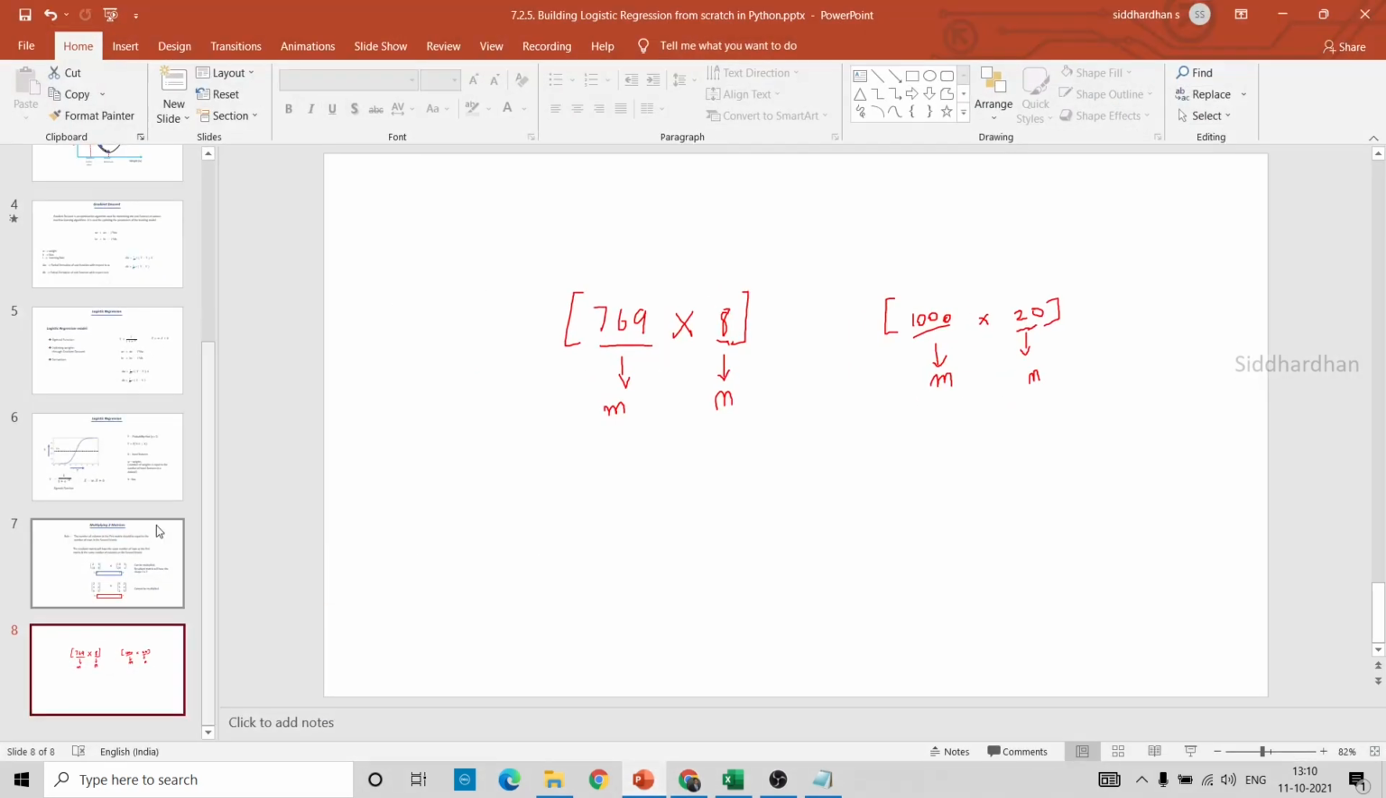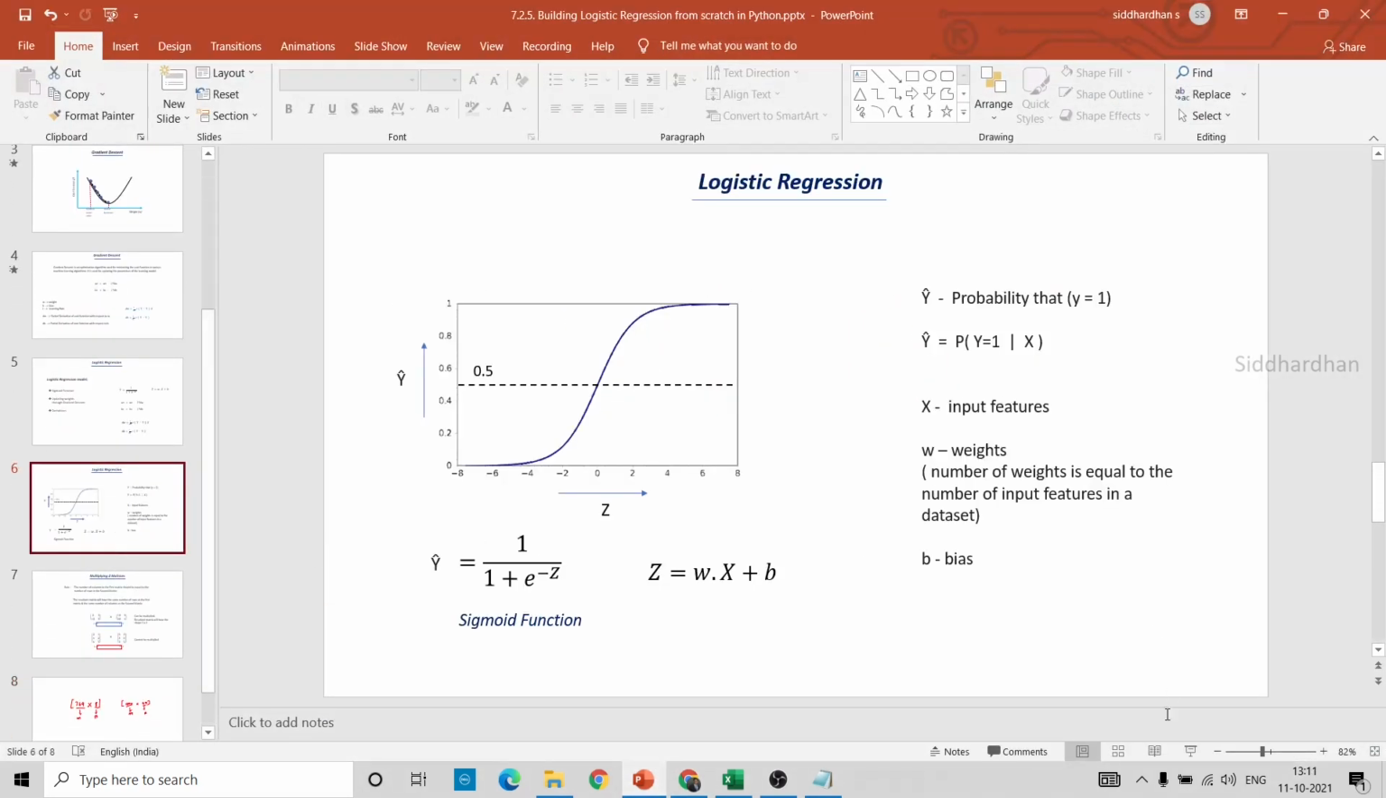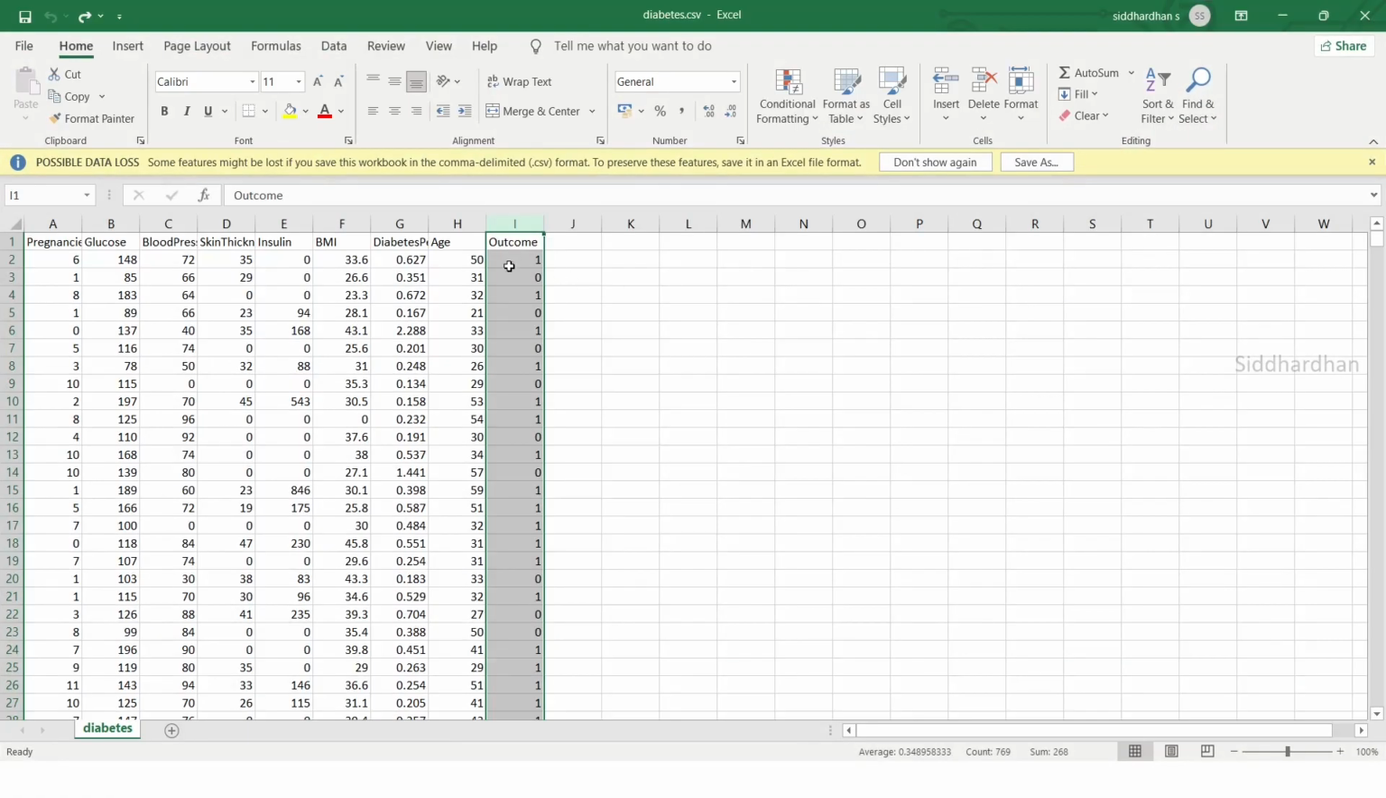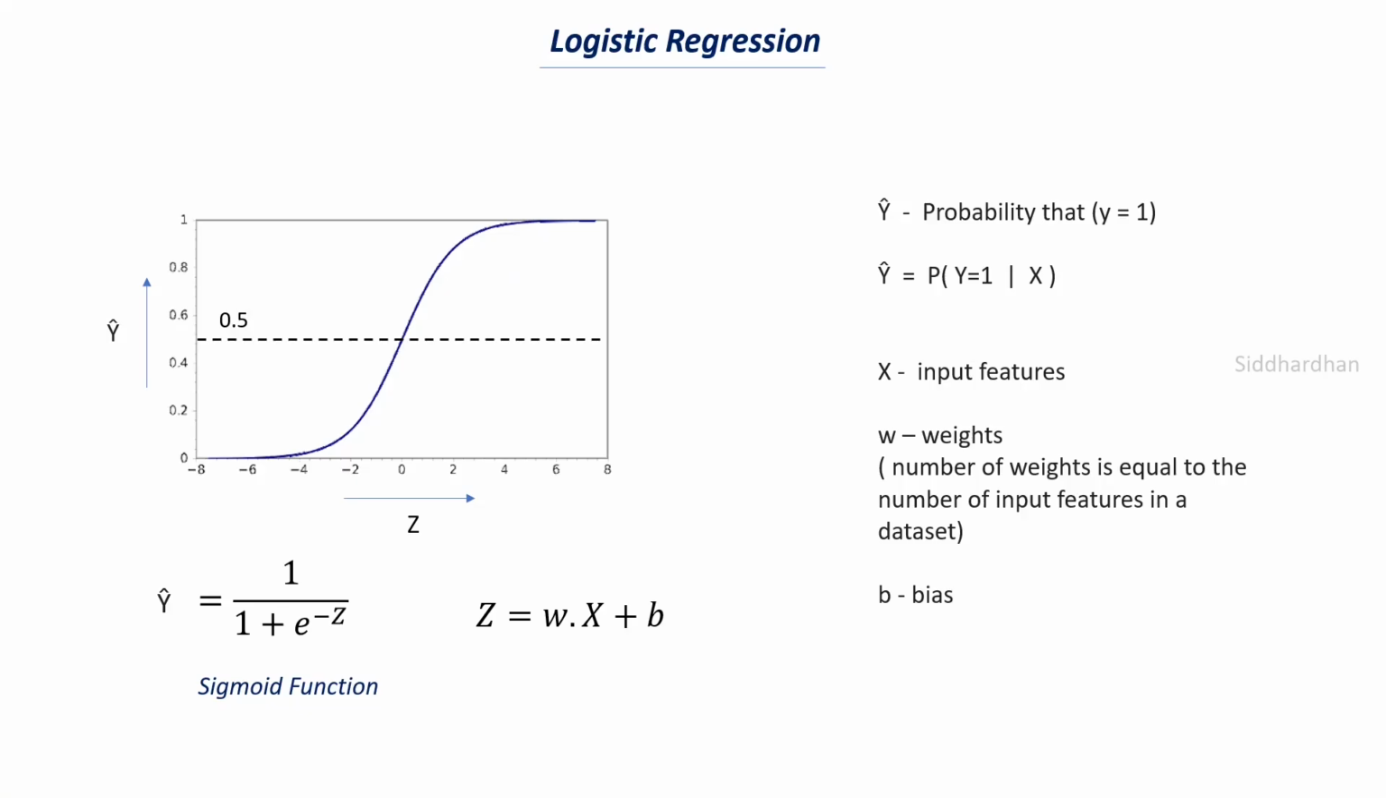We have already discussed this in our previous videos. So y cap is the probability that y is equal to 1. We know that y can take only two values, either 0 or 1, and y cap is the probability that your y value is equal to 1. So if you get the y cap value as 0.8, then it means that you have an 80% chance that your y value is equal to 1. If you have the y cap value as 0.2, then it means you have only a 20% chance that your y value will be 1. So that is the property of this y cap.